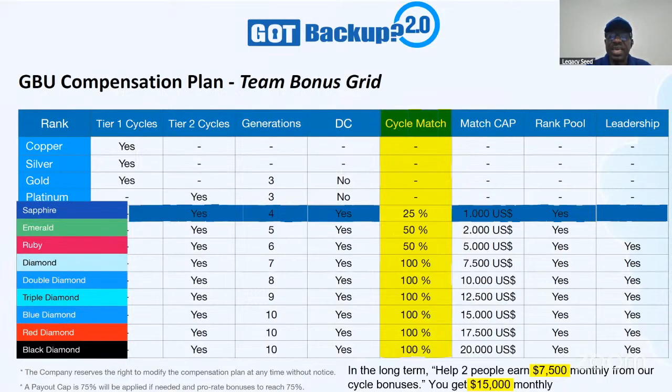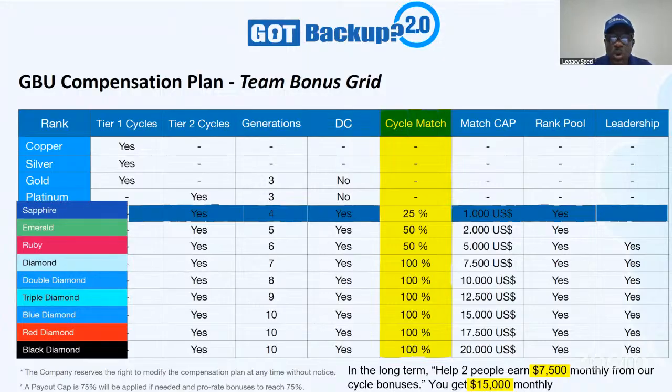Got Backup says, anytime these people earn a cycle commission, we will pay you 25% of that if you are a Sapphire. Now, what if they earn $1,000 in a month? Got Backup says we'll pay you 25% of that $1,000. And how much is 25% of $1,000? That's $250. If there are 10 of them, that's multiplied by 10. That's $2,500.